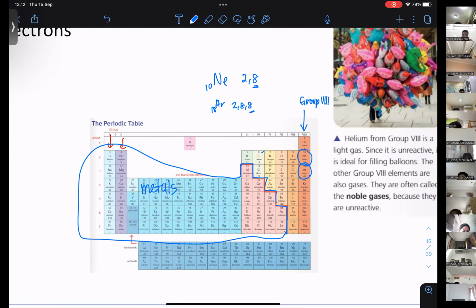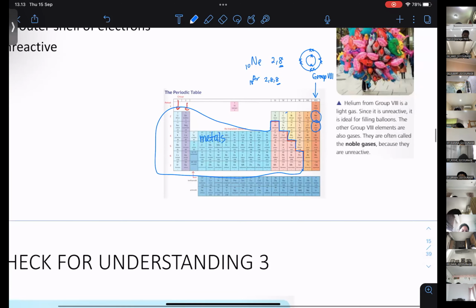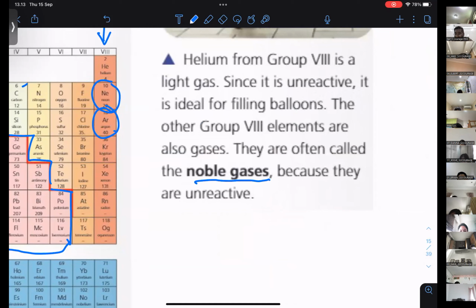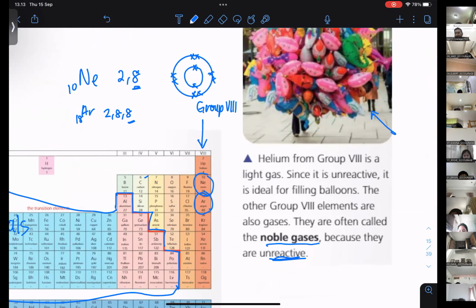But what you notice over there is the last shell is going to be complete with 8 electrons. So you have 2 electrons in the first shell, and the last shell is complete. If they are complete, it means that they do not need to react with anything. It's like they already have 100 marks. They do not need 1 additional mark anymore. 100 is already very good. So it means they have 8 electrons and they do not react with others. Therefore, basically they are unreactive, and because they are unreactive, we call them noble gases, because all of them are gases. For example, helium. Helium we use to fill up balloons, so helium is an unreactive gas, also known as a noble gas.